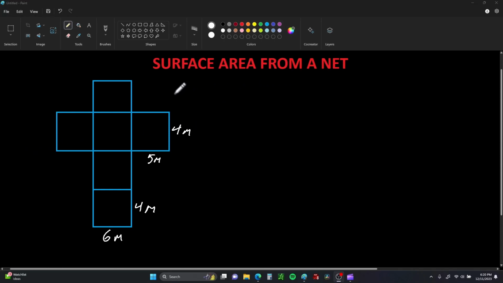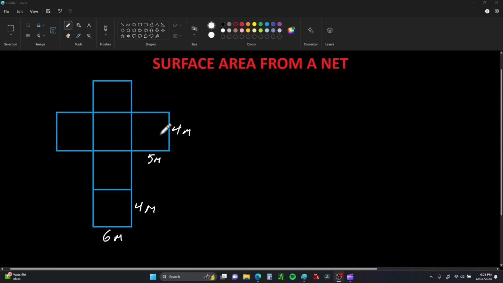Finding surface area from a net is easier than doing it from the three-dimensional figure. This is a right rectangular prism that's opened up and it's flat. Surface area is how much, for example, how much paint it would take to paint this. Whereas if it was in the form of a box, volume would be how much paint would fit inside the box.